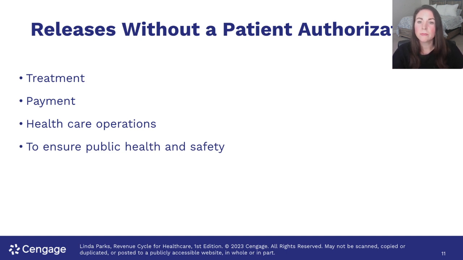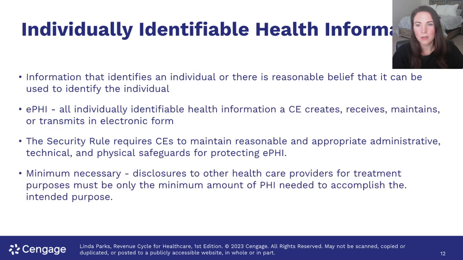And then to ensure public health and safety. So this would be sending immunization records to schools, or if there's a disease outbreak in the community, it has to be monitored by public health authorities to try to prevent the spread, things like that. Okay, individually identifiable health information is any information that could identify someone specifically.